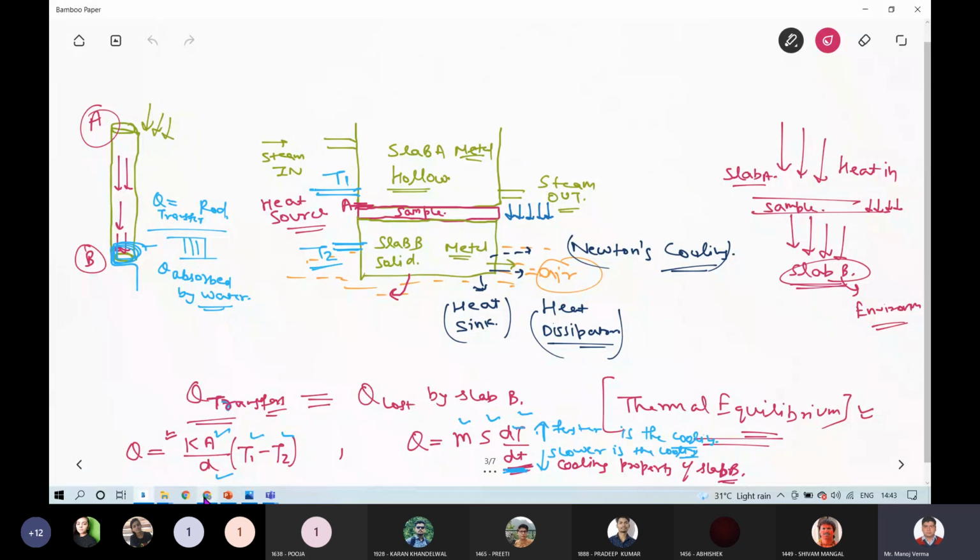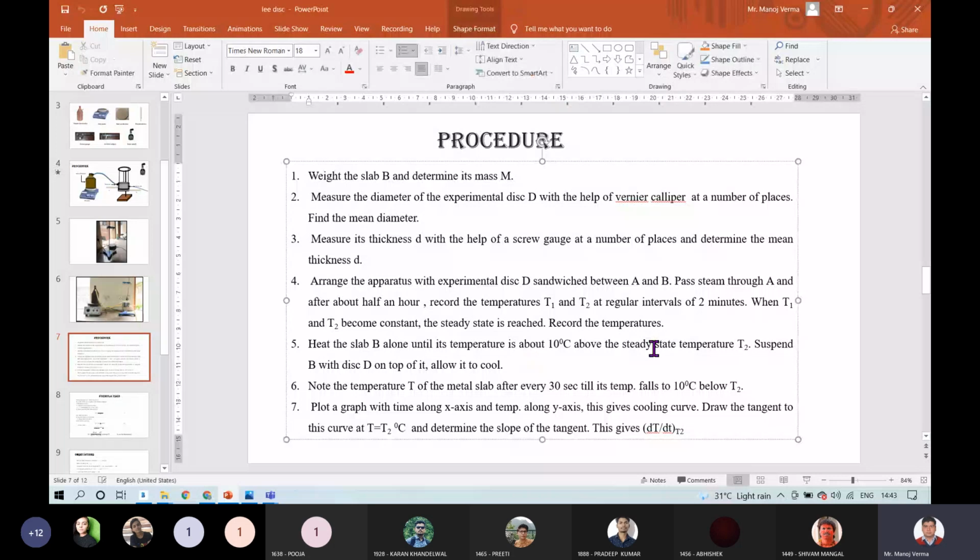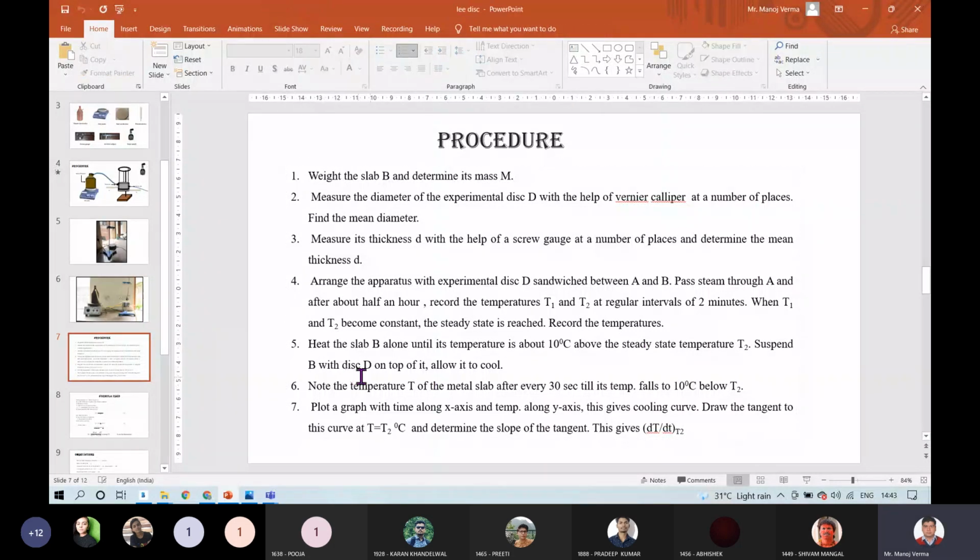So to maintain the same rate of heat loss, so that our value of dT by dt will be good, what we will do is, while measuring this cooling curve, we will insert the specimen disk again on the top of it, so that the heat lost by the slab B during the first part of the experiment, that is during the thermal equilibrium achievement, will exactly be equal to that while finding this cooling curve.